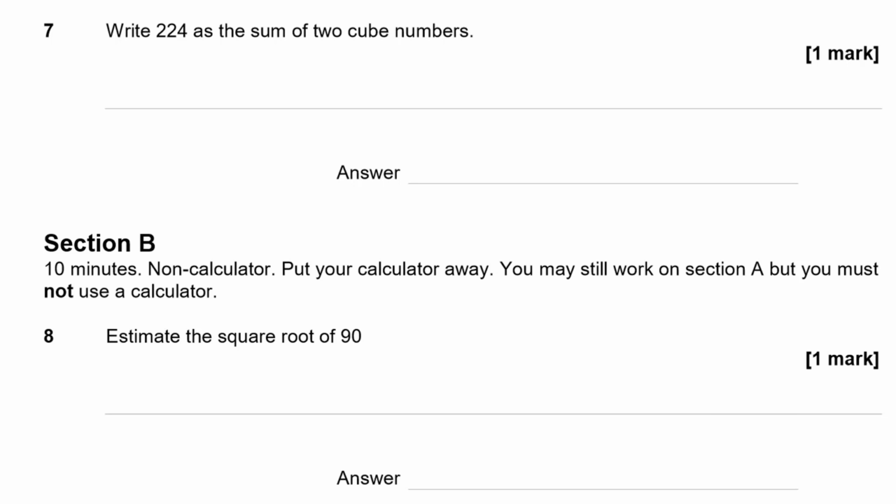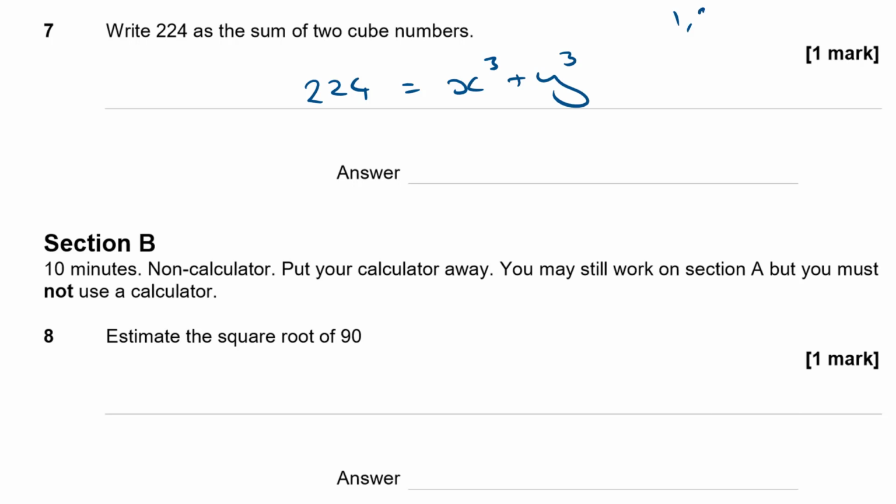Question 7, write 224 as the sum of 2 cube numbers. So I'm going to have to write 224 as the sum of 2 cube numbers, so something like x cubed plus y cubed. You've got to come up with 2 cube numbers that add up to 224. So what are the cube numbers?